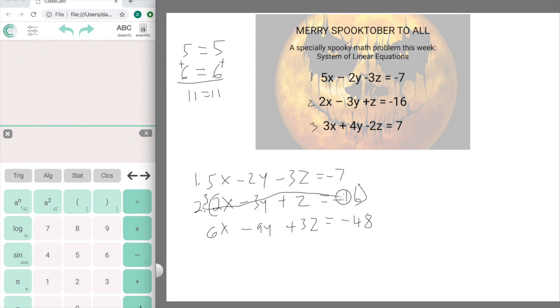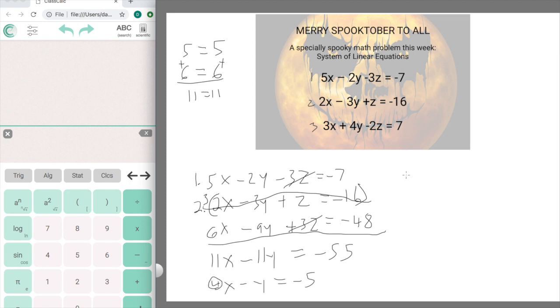Now, ignoring this one in the middle, we're going to get 5x plus 6x is 11x. Negative 2y plus negative 9y is negative 11y. Negative 3z plus 3z is going to cancel out, and that's going to equal negative 55. Now we could leave it like that, but actually I noticed that the entire equation is divisible by 11. So we're going to go ahead and divide that by 11, or factor that out, and get x minus y equals negative 5. And that's going to be equation number 4. We'll use that for later.